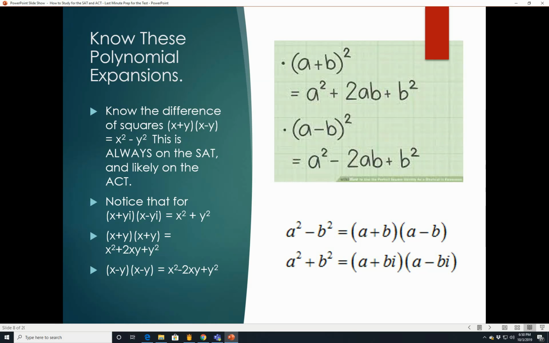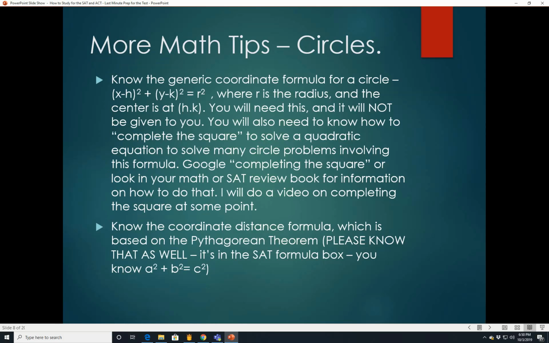And notice that (x plus yi) times (x minus yi) is going to be x squared plus y squared, where i is the imaginary unit. And (x plus y) times (x plus y) is going to be x squared plus 2xy plus y squared. And (x minus y) times (x minus y) is x squared minus 2xy plus y squared. Please know these things. They're important to know, not only for the SAT and the ACT, but if you're going to take any math in college, you really should know this stuff.